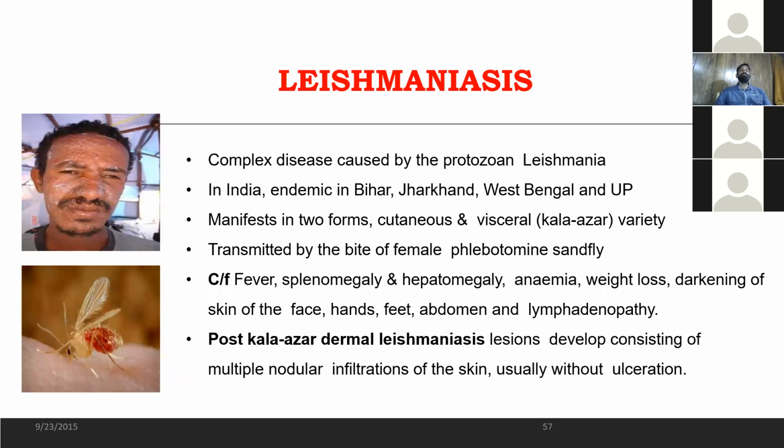Leishmaniasis is a complex disease caused by the protozoan Leishmania. In India, it is endemic in Bihar, Jharkhand, West Bengal, and UP, and manifests in two forms, cutaneous and visceral. The visceral variety is known as Kala-Azar, transmitted by the bite of the female phlebotomine sandfly. Clinical findings are fever, splenomegaly, hepatomegaly, anemia, weight loss, darkening of the skin of the face, hands, feet, and abdomen, and lymphadenopathy. Post-Kala-Azar dermal leishmaniasis lesions develop, consisting of multiple nodular infiltrations of the skin, usually without ulceration.